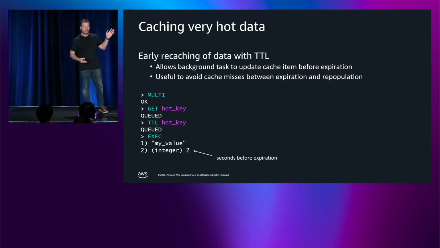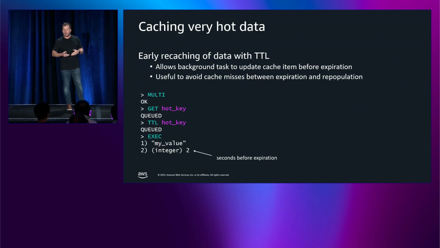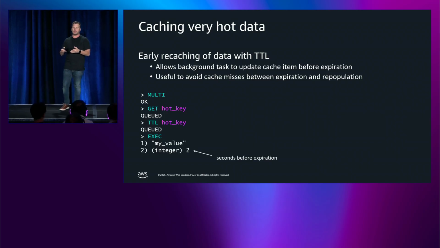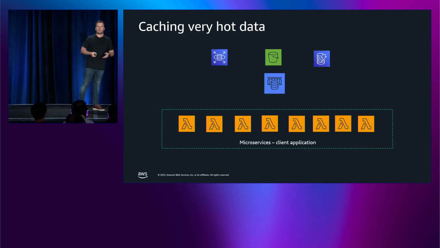In my example here, I'm using the Valkey multi-command. The multi-command queues multiple different commands and executes them atomically on the server side. What you see here, I'm using the get first to receive the item itself, and then I'm checking what is the expiry time that is left for this item.